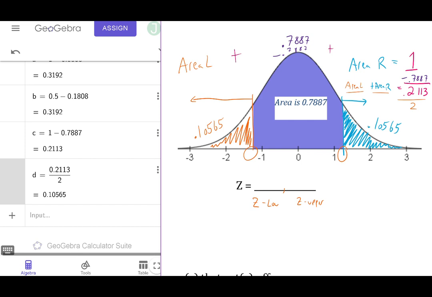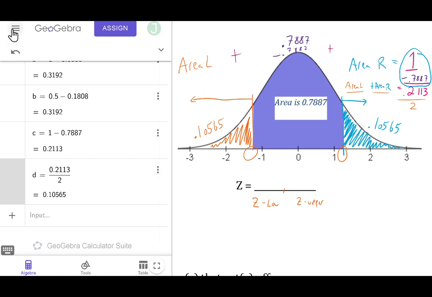So just a quick recap. We know that the middle area is 0.7887. It's given in the graph. If we want to find the area in the tails, we can subtract the middle from 1 to find the complement. We know that the two tails combined will have an area of 0.2113. So dividing that in half, we'll find the area of each tail.